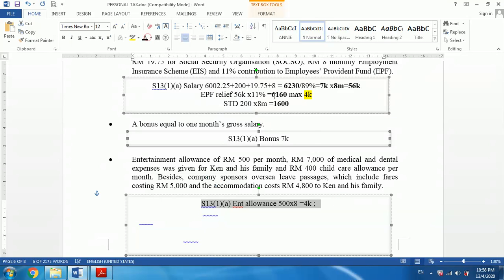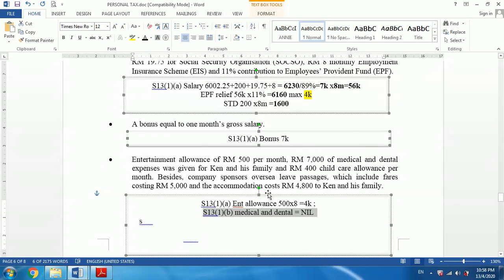Let's start with entertainment allowance, section 13(1)(a). 500 times 8 months because he only joined starting from May. So we have 4K of entertainment allowance. And then we have medical and dental expenses. This one will be under BIK, section 13(1)(b).